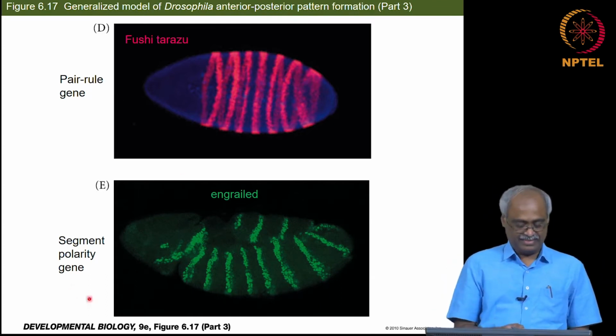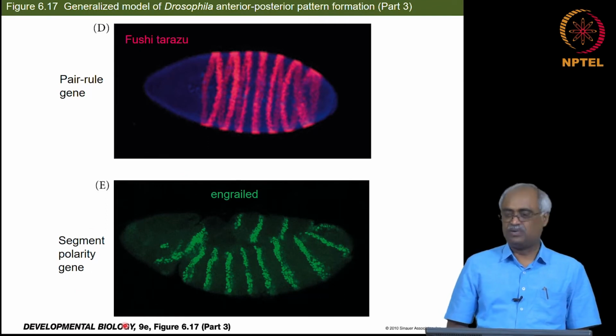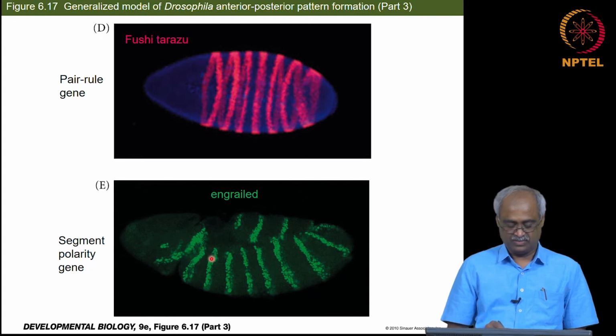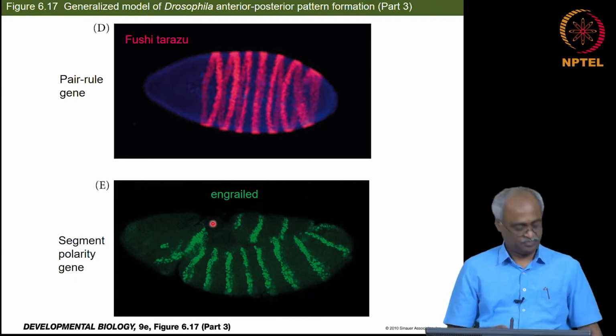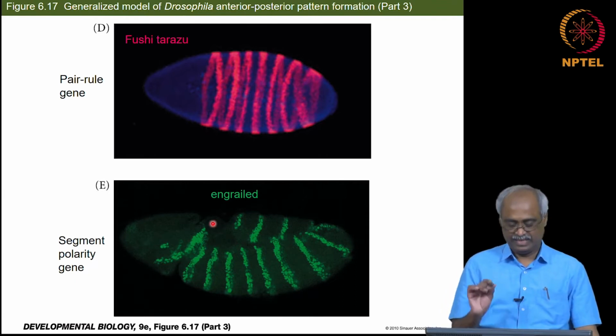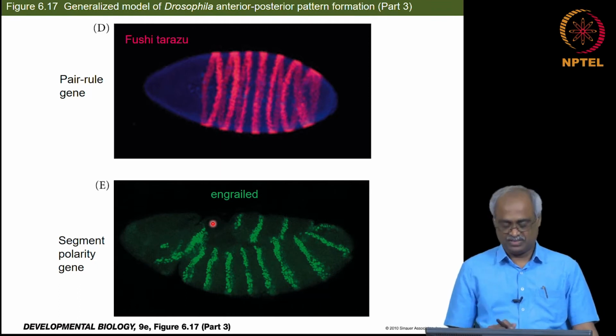And then this is an example of segment polarity gene, engrailed. This area is one segment, and you see this only in the anterior part of the segment. You can count here, you will find 14 of them. So these are examples, and we will get into each one of them and how their pattern is established, that is our today's goal.